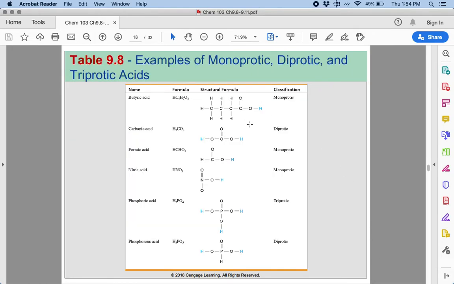So here are some examples. Here's the acidic hydrogen here. Carbonic acid, we have two hydrogens. Formic acid and nitric acid, only one. Triprotic would be something like phosphoric acid, where we could give up all three of these hydrogens.